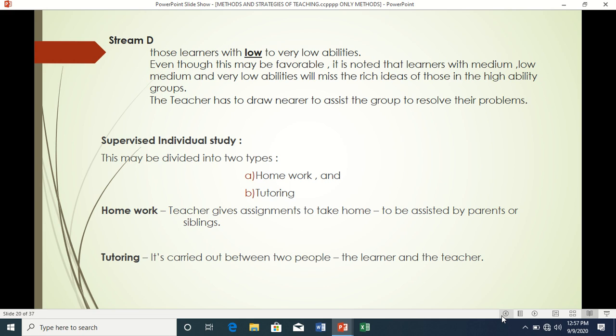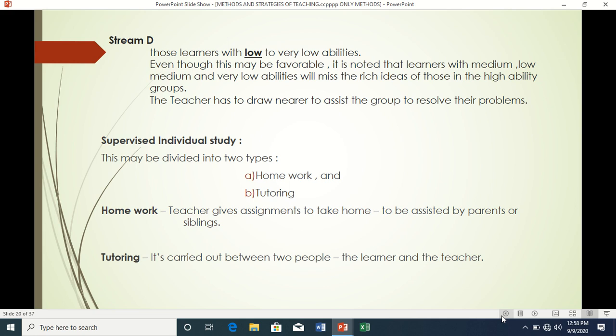The teacher gives assignments to be taken home, and the idea is that the children or the child is going to be assisted by parents or siblings. The child goes with that assignment, works that assignment at home, and brings it back to school for the teacher to look at. We have tutoring. We know that tutoring is carried between two people.